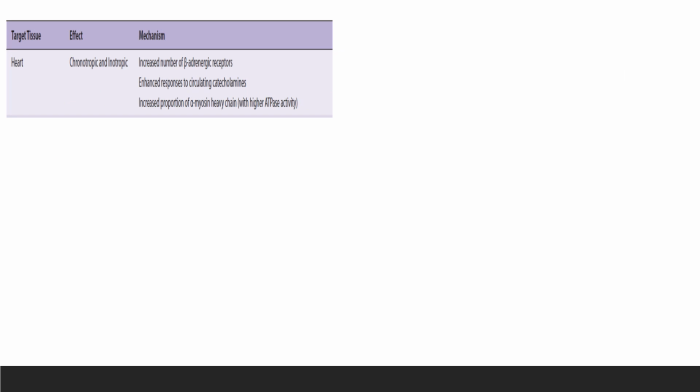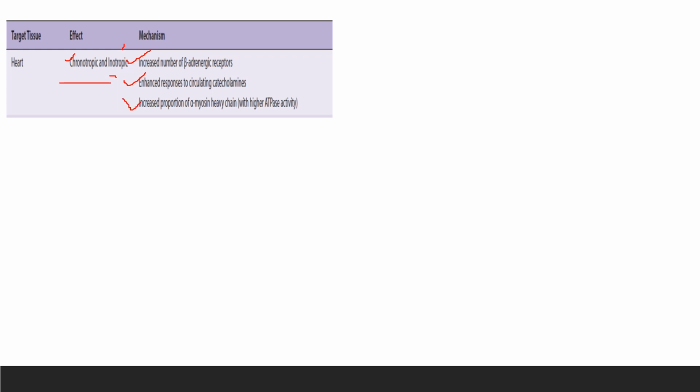First, let us come to the action on the heart. We can see here the action is chronotropic and inotropic. That means thyroid hormone will increase the contractility of the heart and it will also increase the heart rate. Chronotropic means increase in heart rate. Inotropic means contractility is increased. The mechanism is that it acts through the permissive action of the catecholamines, so there is an enhanced response to circulating catecholamines and an increased number of beta adrenergic receptors. In addition to that, it has its own actions.